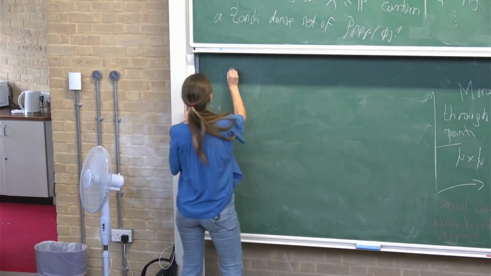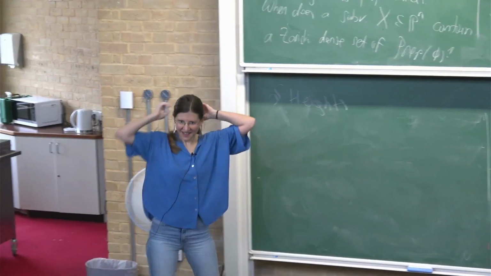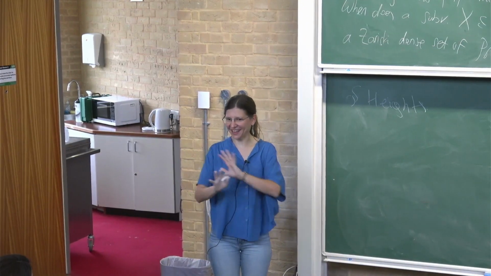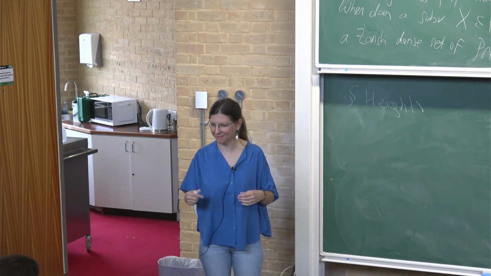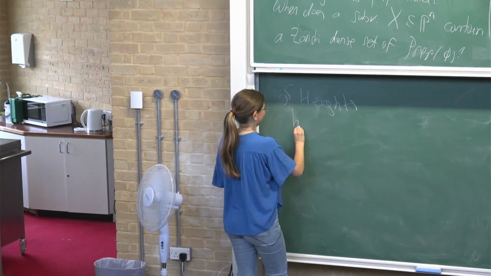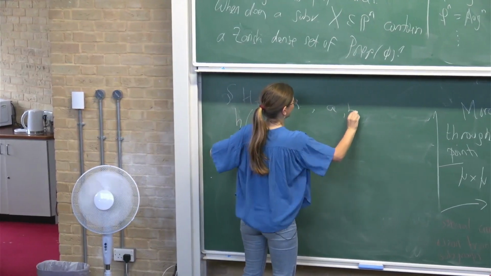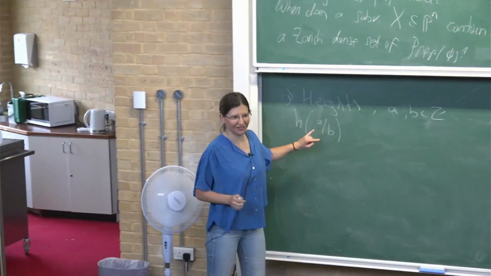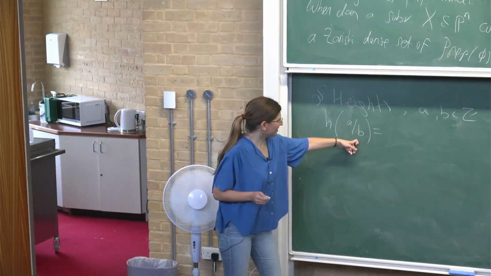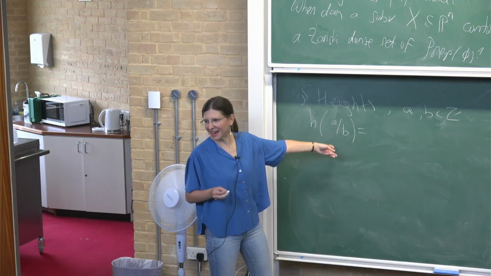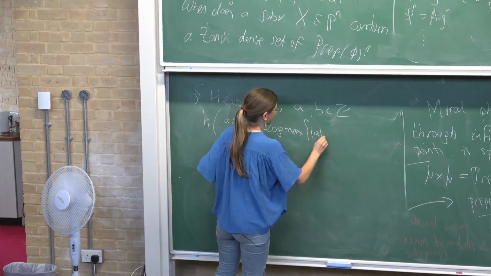I'll get that later. Okay, heights. They're from number theory, so they are associated first, say, to rational numbers. What's the height of a rational number a over b, where a and b are integers and relatively prime? The height is essentially the number of bits I need to store this number. So it's a logarithm of the maximum of the absolute values of a and b.